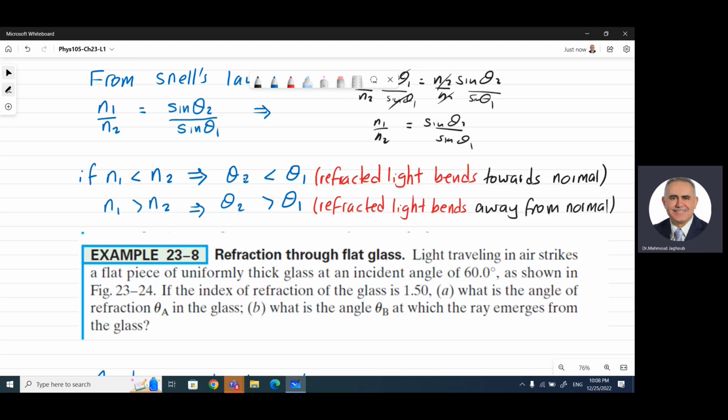Always, if light falls from a medium of lower index of refraction into a medium of higher index of refraction, the light bends towards the normal. If light falls from a medium of low refractive index into a medium of high refractive index, then the refracted ray of light bends towards the normal that we explained a moment ago.